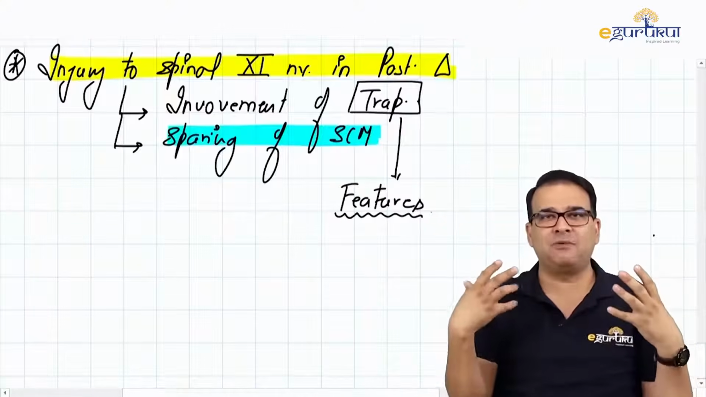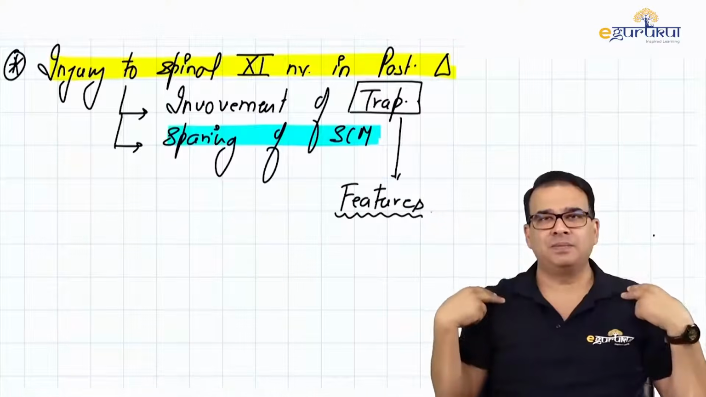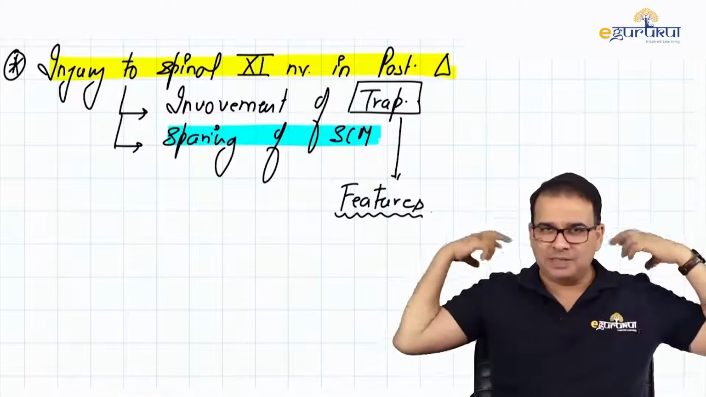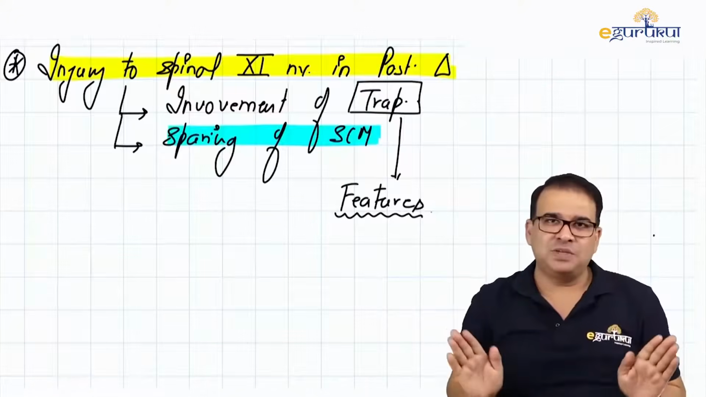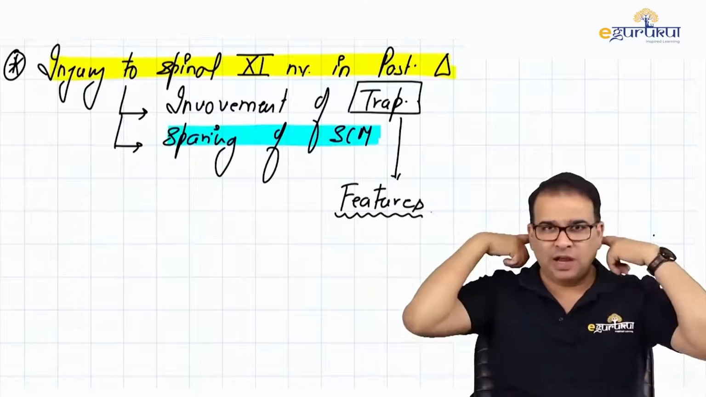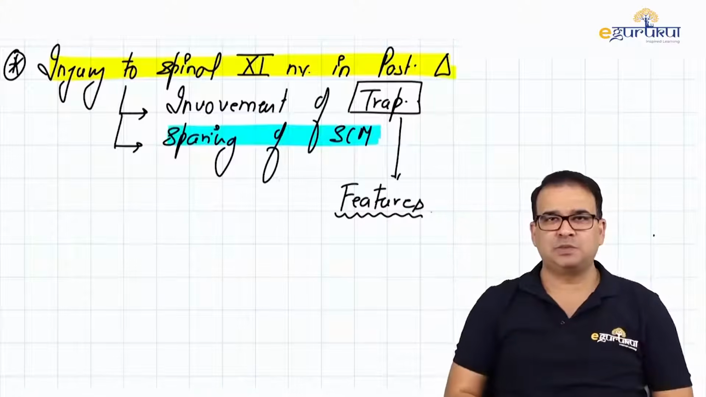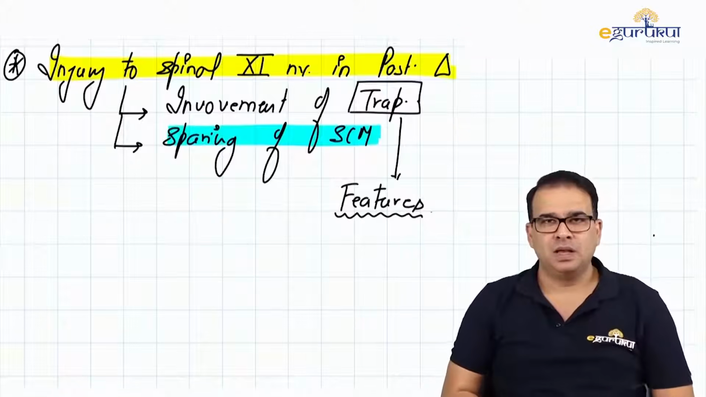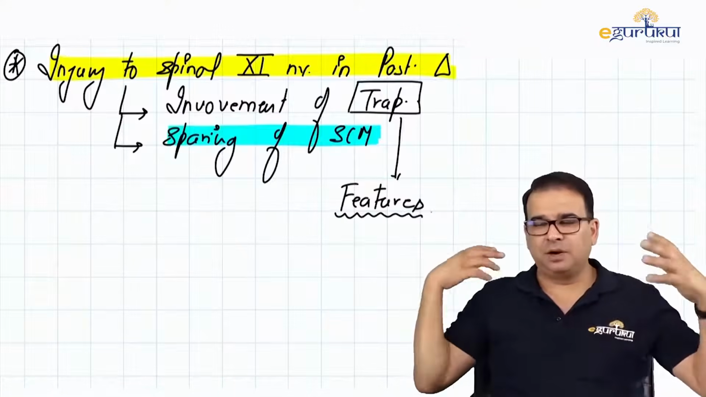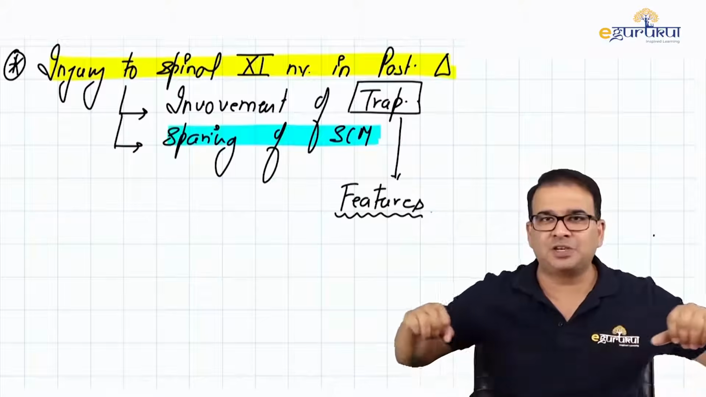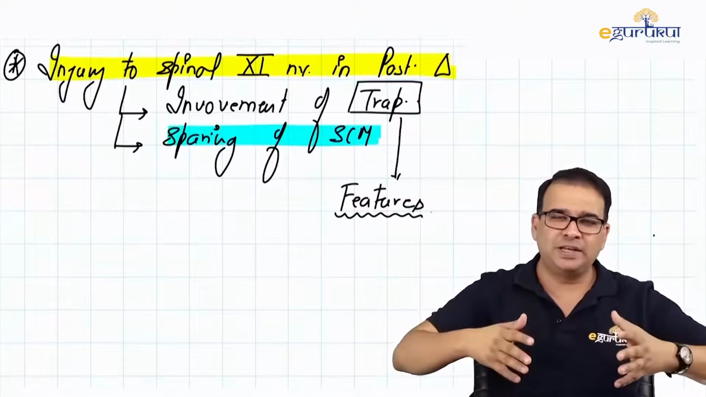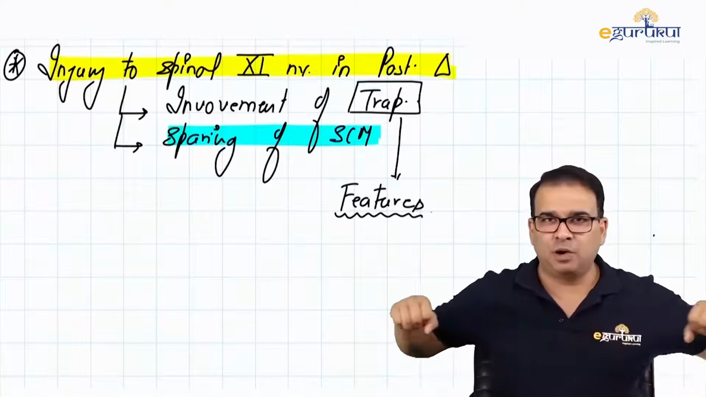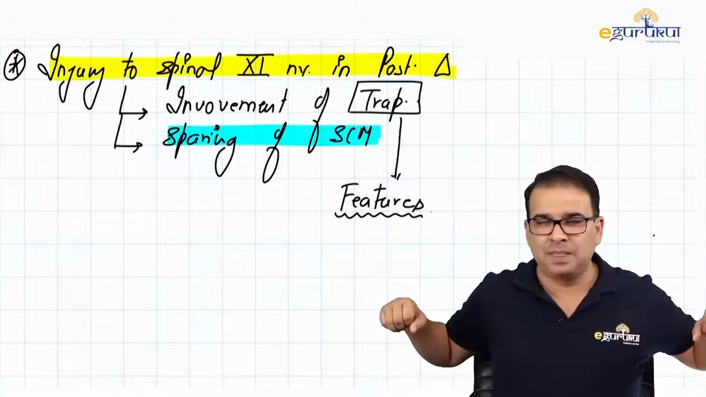Trapezius muscle has three types of fiber. We have upper fiber, we have middle fiber which are horizontally placed at the back, and then we have lower fiber which are ascending upward. The upper fiber is responsible for the shrugging of shoulder. Middle fiber is for the retraction of the scapula. Along with rhomboideus major and rhomboideus minor, the middle fiber also helps in the retraction of the scapula.